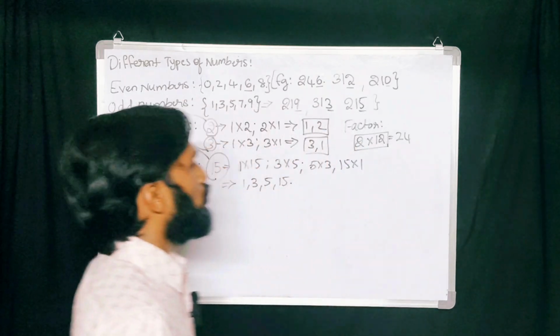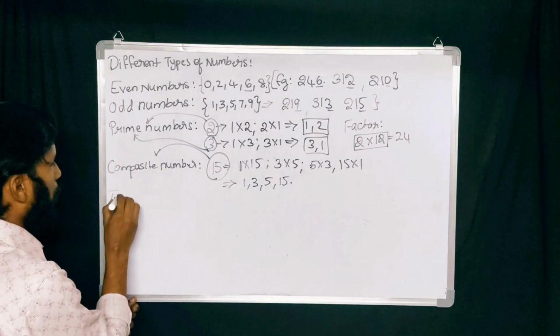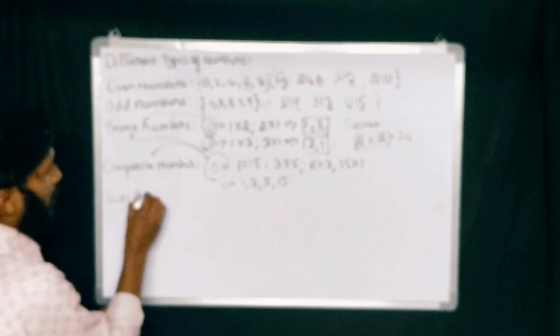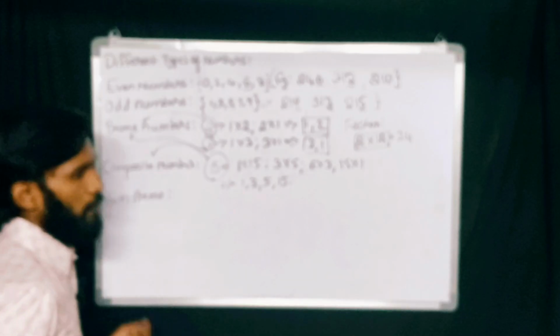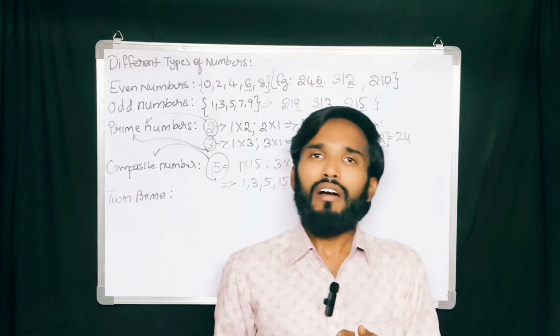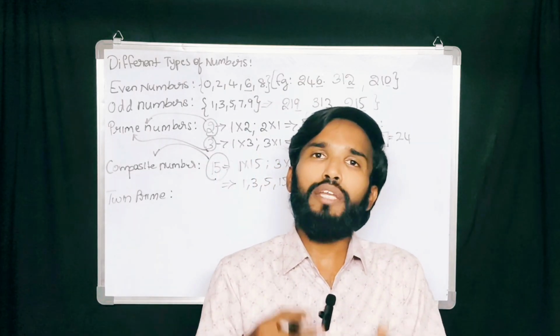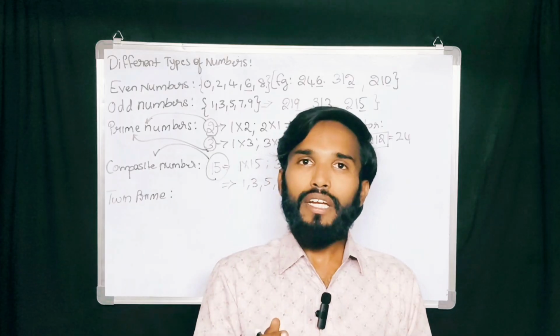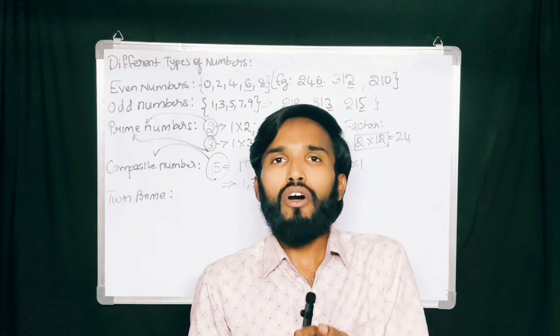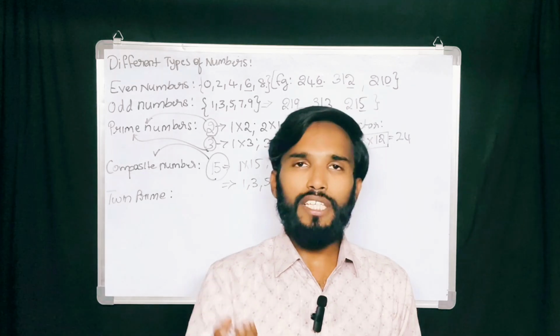Now let us move a little bit further. The next type is twin prime numbers. We have heard the word twin. Twin means two. So twin primes means any two prime numbers having a difference of two are called what?